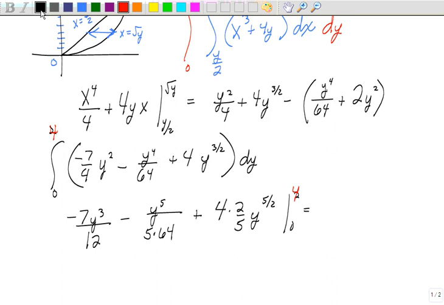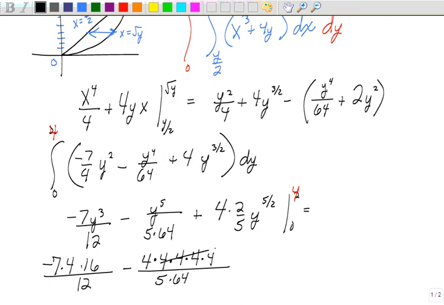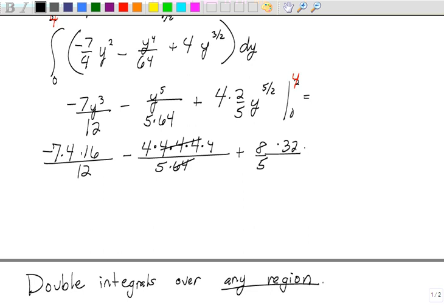Let me do it this way. That's going to be minus 7 times 4 times 16 over 12 minus 4 times 4 times 4 times 4 times 4, that's 64. 4 to the cubed is 64. Plus 8/5. Square root of 4 is 2. 2 to the 5th is 32. Okay, so we're simplifying that.